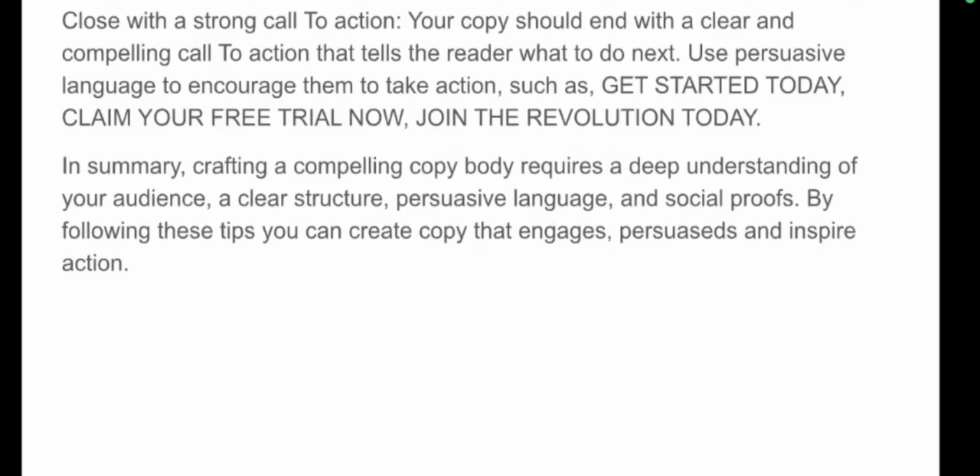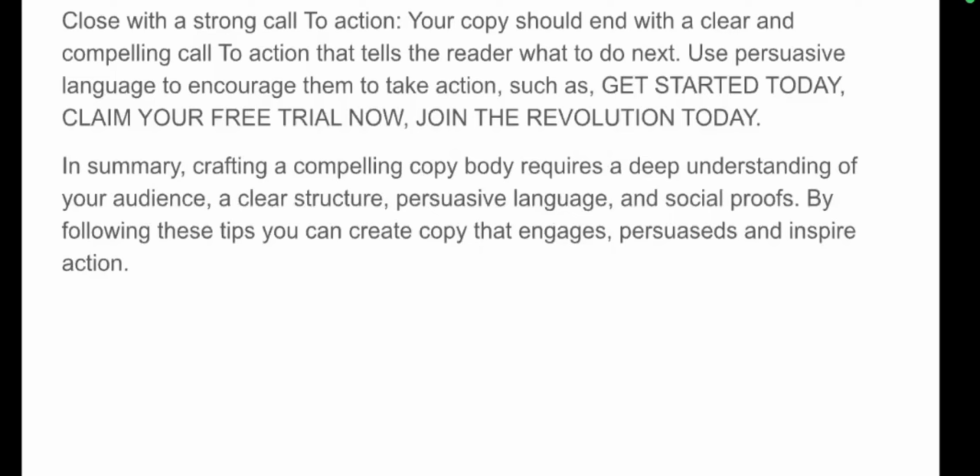So in summary, crafting a compelling copy of the body requires a deep understanding of, number one, your audience, number two, creating a clear structure for your copy, number three, using persuasive language, number four, putting in social proof, and number five, creating a compelling call to action. By following these tips, you can create a copy that engages, persuades, and inspires action. So ladies and gentlemen, I want you to apply this to your copy. When generating a copy, you need to follow all these outlined tips I've given you today so that you can maximize the best result for yourself.